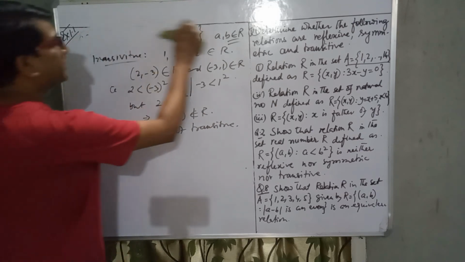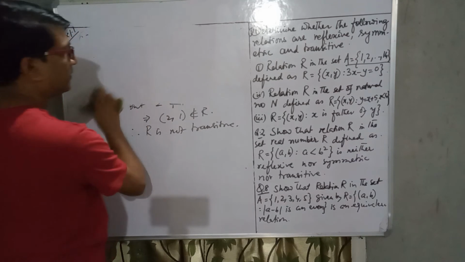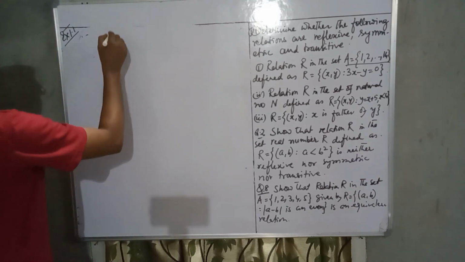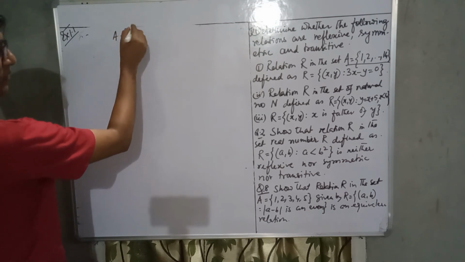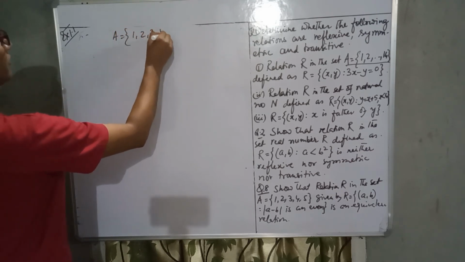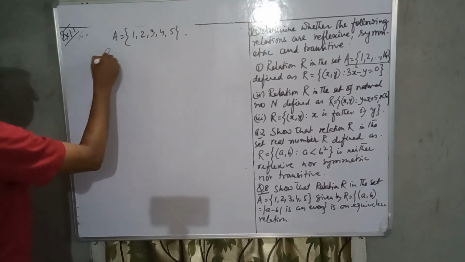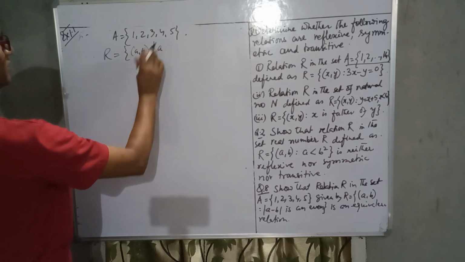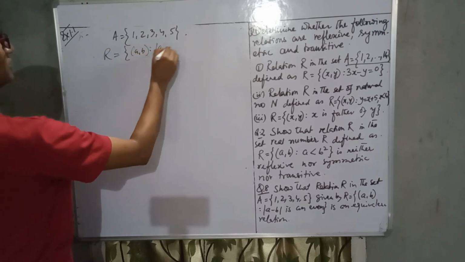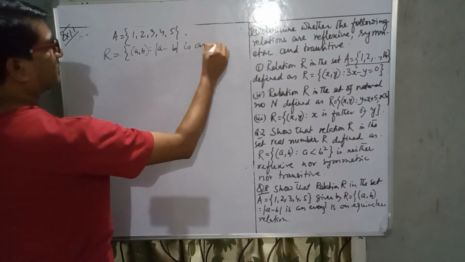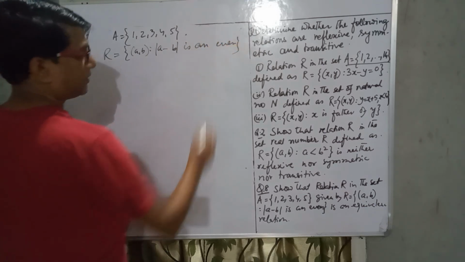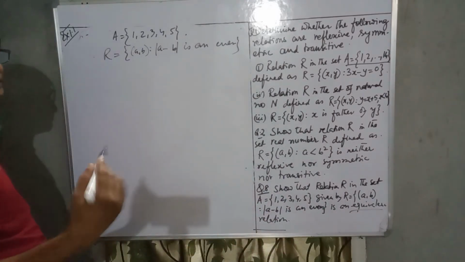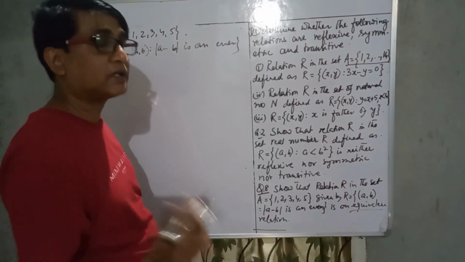Next, question number 8 of the textbook, exercise C. What is given in question number 8? Show that the relation R is what? Set A is given. What is the set? {1, 2, 3, 4, 5}. And what is the relation? R = {(a, b) such that modulus of a minus b is even}. We have to show that this relation is an equivalence relation. That means it is reflexive, symmetric, and transitive.